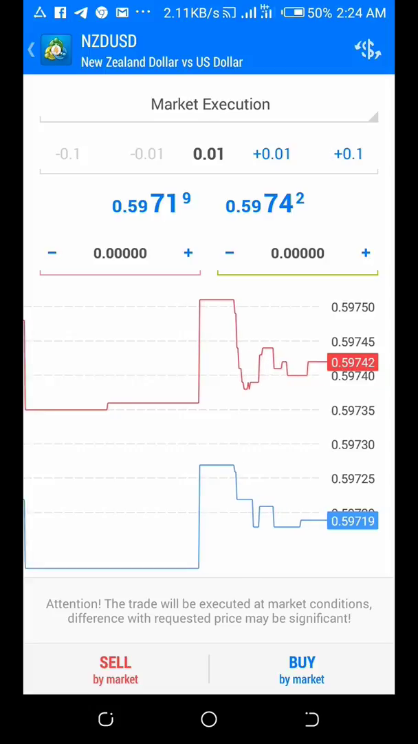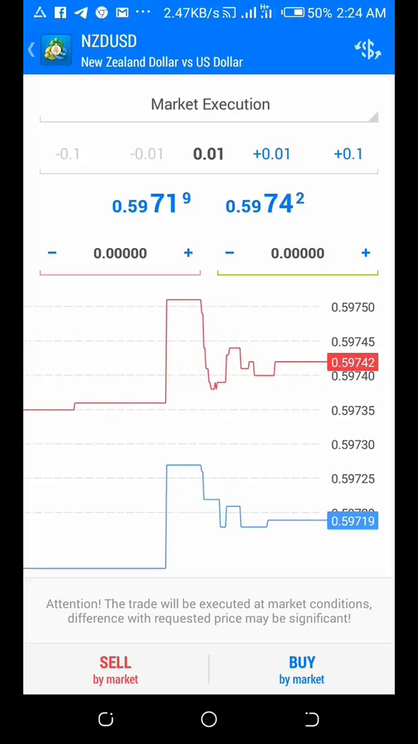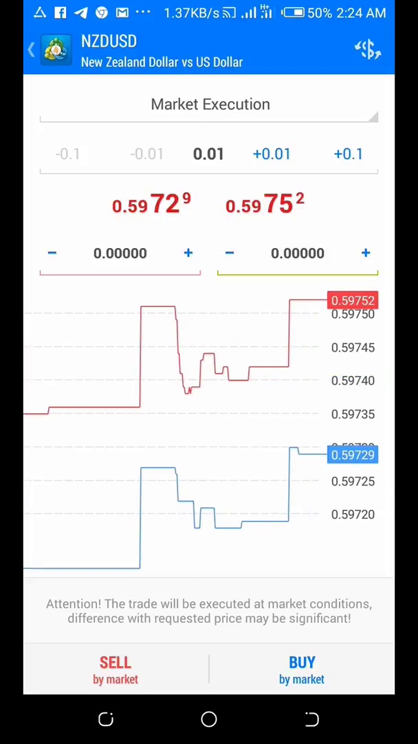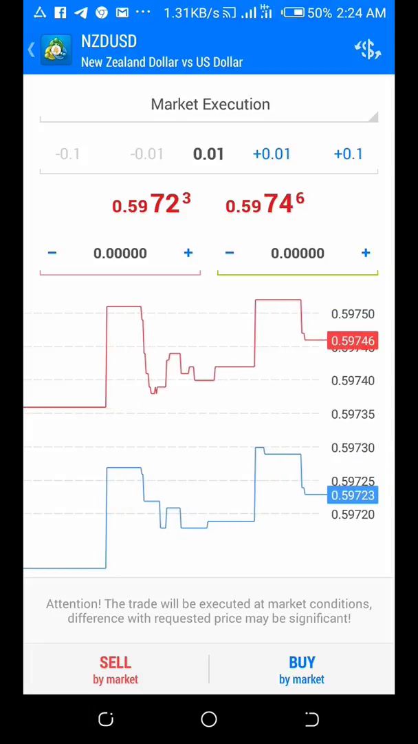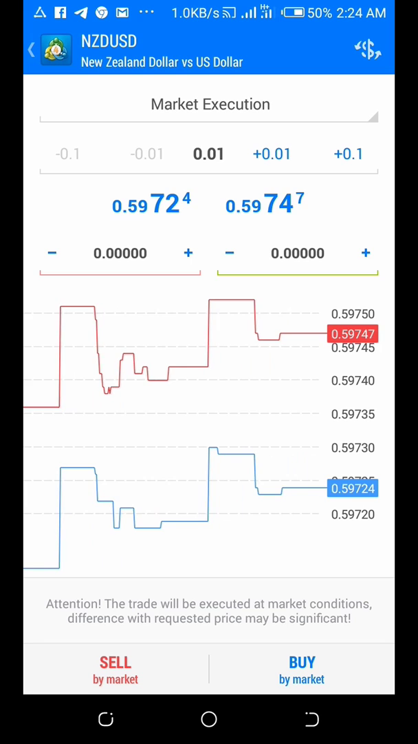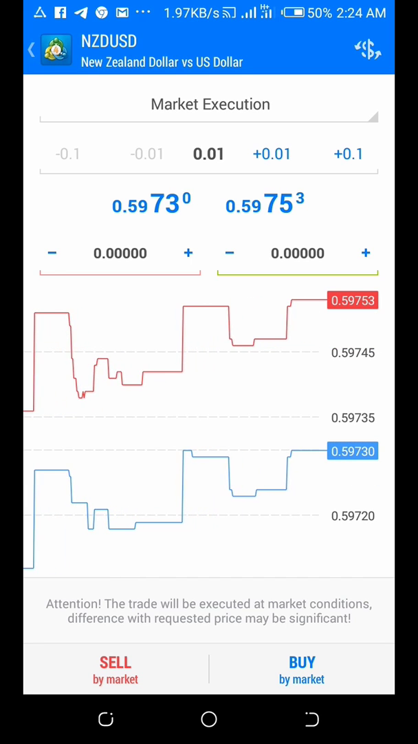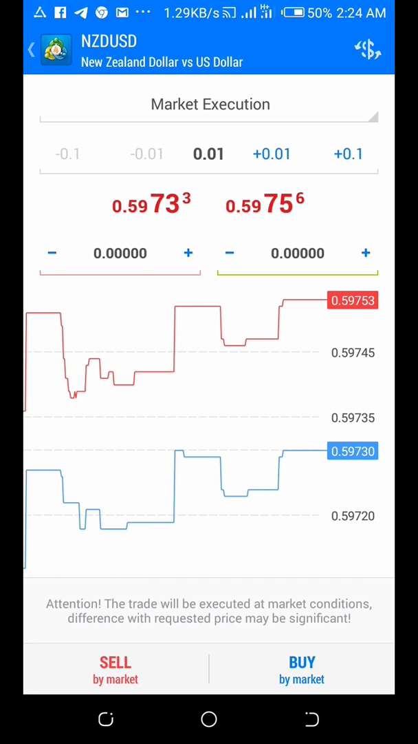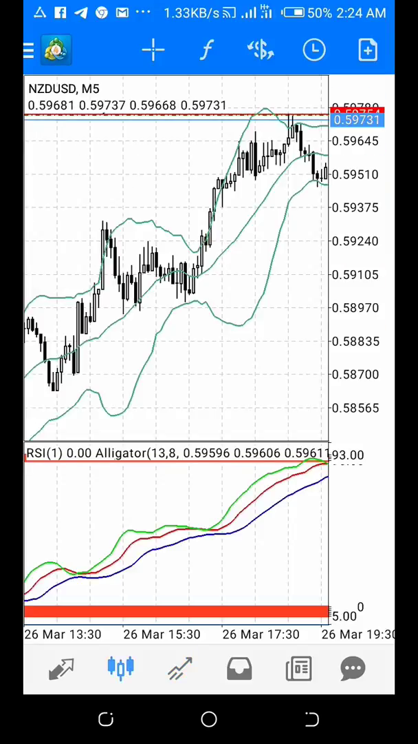Okay, we have here sell by market and buy by market. What buy by market and sell by market mean is you want to place a buy order or you want to place a sell order. So that's all about the chart.